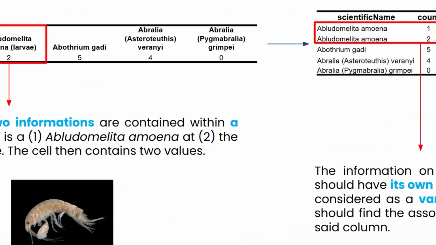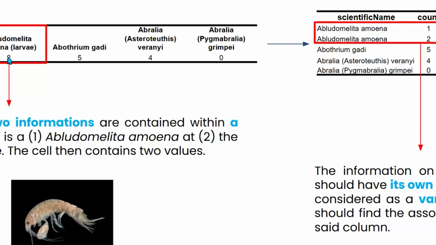And so when we said that each value must have its own cell, here's a good example. I have a table on the left with different species and the number that we observed for each. Abludomelita amoena here is not really a variable. It's really the value of a scientific name. So it's not a good practice to put it as the title of a column because it's not a variable in itself. It's more the value of the variable scientific name. And the same can be said about the numbers. Those are the values of the variable count.